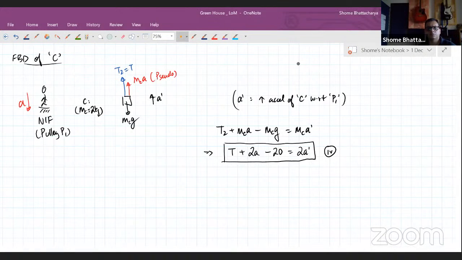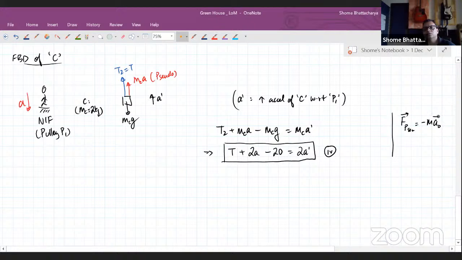No, pseudo force will be up, no, beta, because pseudo force is opposite to acceleration. Remember, the pseudo force is given by the formula: it is minus of mass of the object into acceleration of the frame. So here acceleration of the frame is downwards, so pseudo force will be upwards. Acceleration of the pulley P1 is downwards, so pseudo force should be upwards. Not the acceleration of the block, beta, the acceleration of the frame. What is A naught? It is the acceleration of the non-inertial frame.